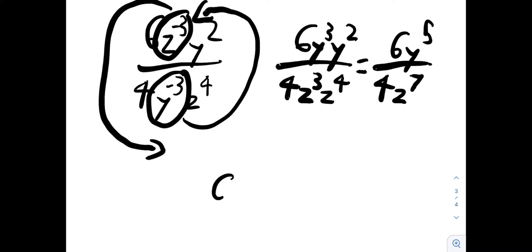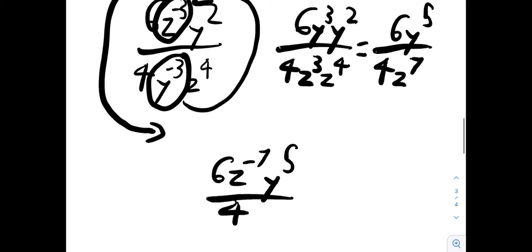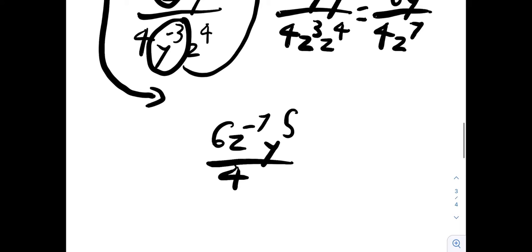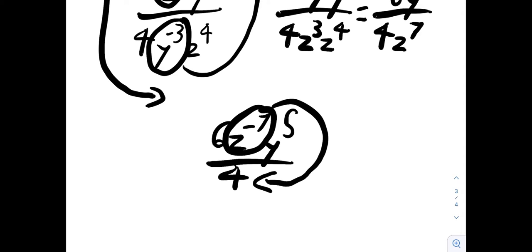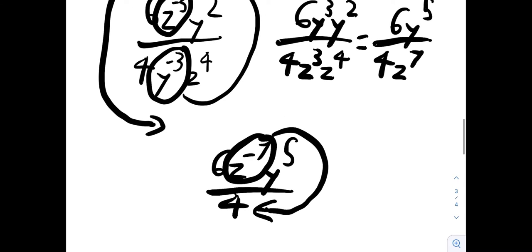So you could do 6 times z to the power of negative 7 times y to the power of 5 over 4. And then you could just say, okay, so I've got the simplified answer. Now let's just move this to the bottom. And if you do it correctly, you'll end up with the same answer up here.